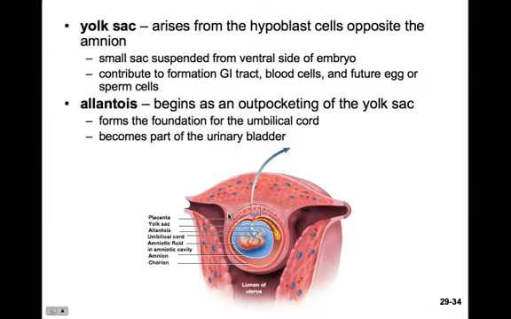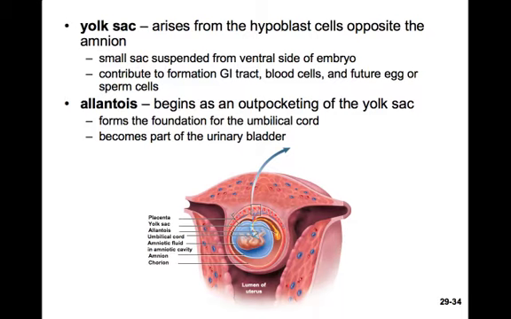The yolk sac arises from the hypoblast cells opposite the amnion. It's a small sac that's suspended from the ventral side of the embryo. It contributes to formation of the GI tract, blood cells, and future egg or sperm cells. Kind of interesting to think that humans even have a yolk sac, but that's one of the characteristics of vertebrates, all 4 of these membranes.